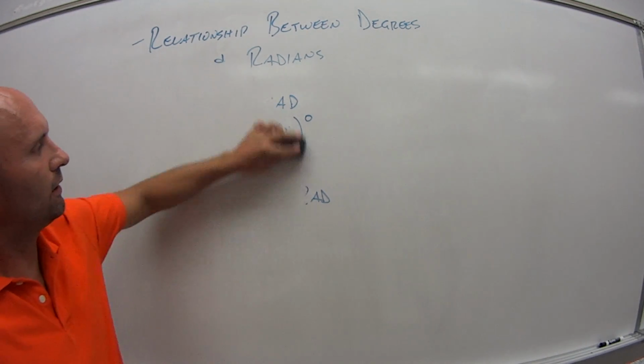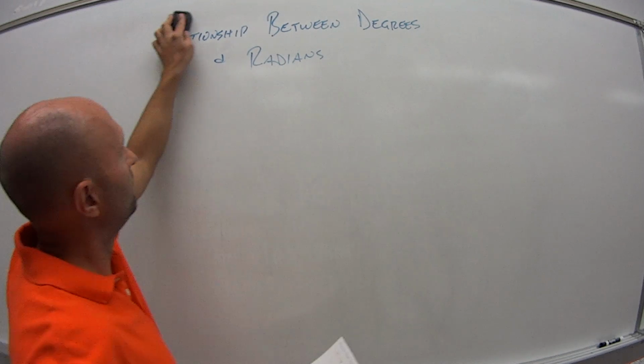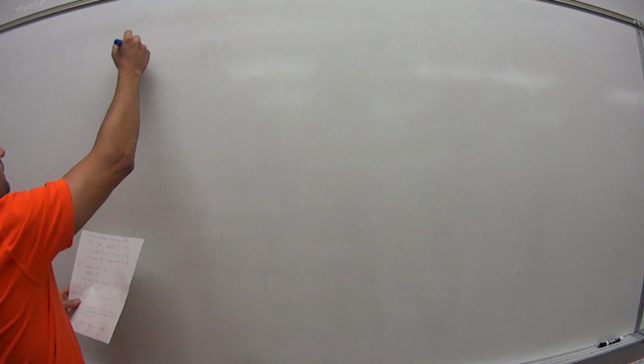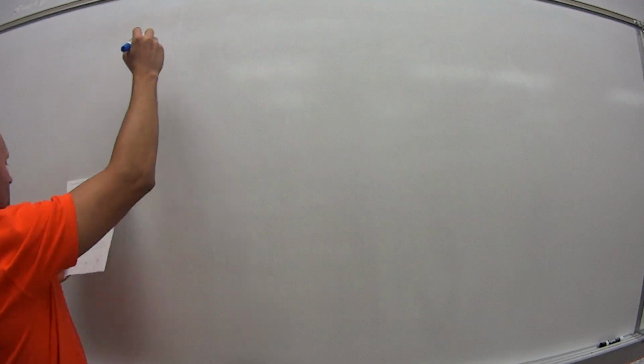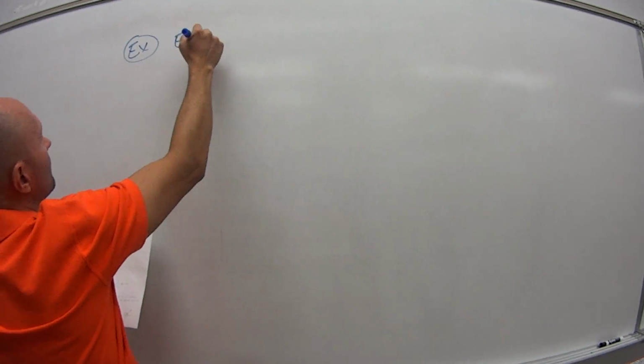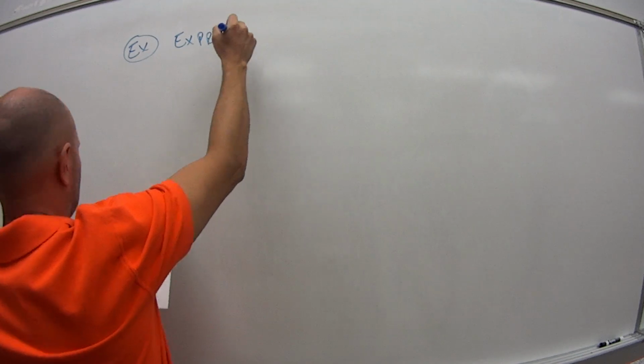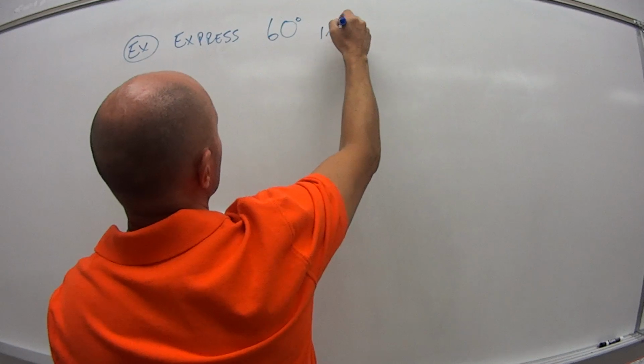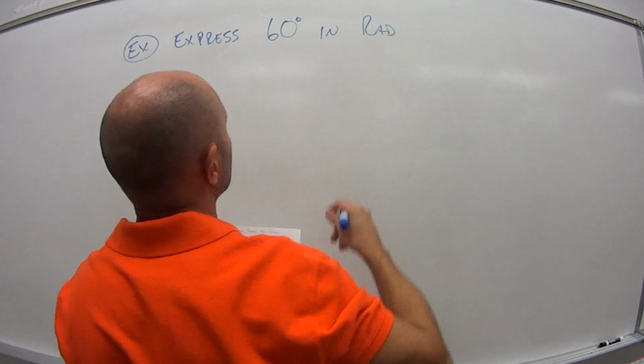All right, so let's look at a couple examples of converting between radians and between degrees. So we want to express 60 degrees in radians.